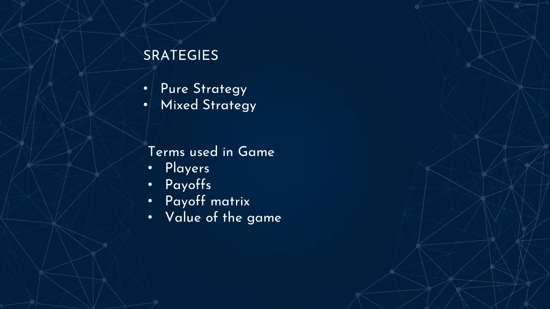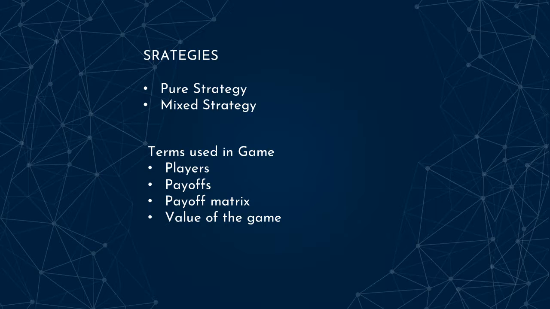Then the terms commonly used in game: players, payoffs, payoff matrix, and the value of the game. Each participant of the game is called a player, and the outcome of a game in the form of gains or losses to the competing players for choosing different courses of action is known as payoffs.